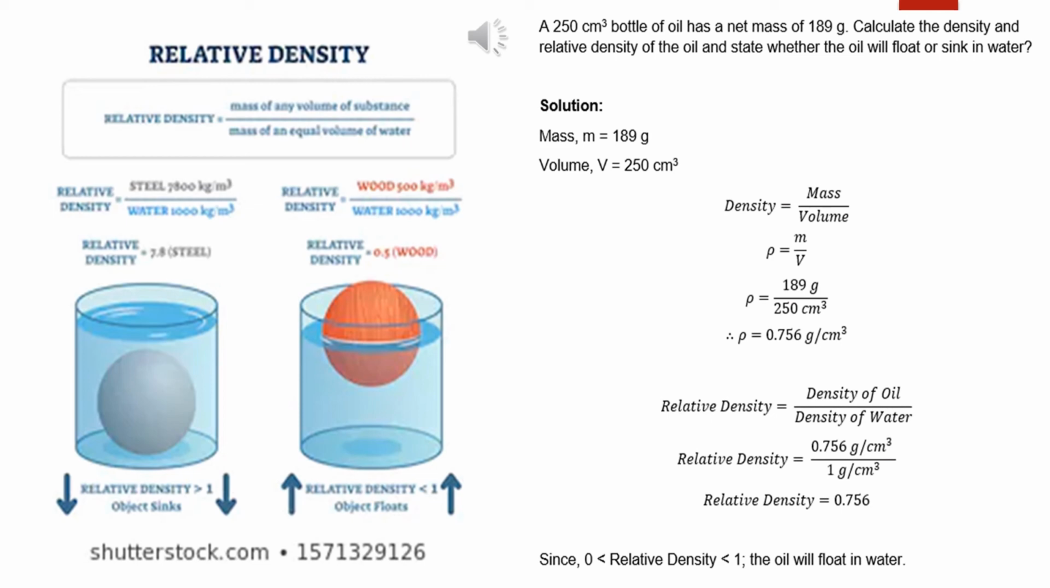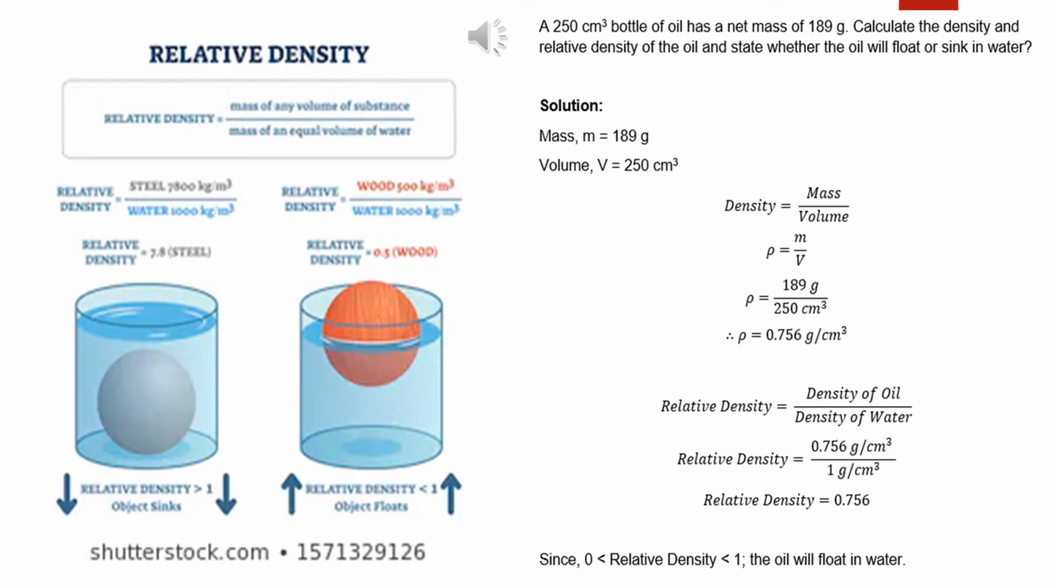Now I have given one example. A 250 cubic centimeter bottle of oil has a net mass of 189 gram. Calculate the density and relative density of the oil and state whether the oil will float or sink in water. How to do the sum? Mass m is equal to 189 gram. Volume v is equal to 250 cubic centimeter. Therefore, density is equal to mass by volume, or rho is equal to m by v. So, after putting the value and after calculation, you will get 0.756 gram per centimeter cube.